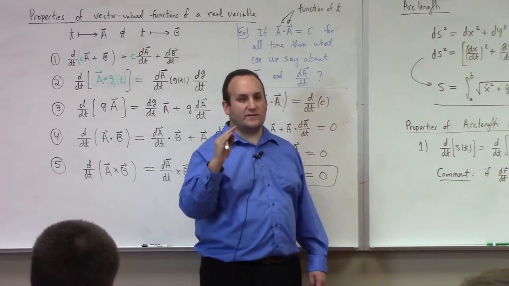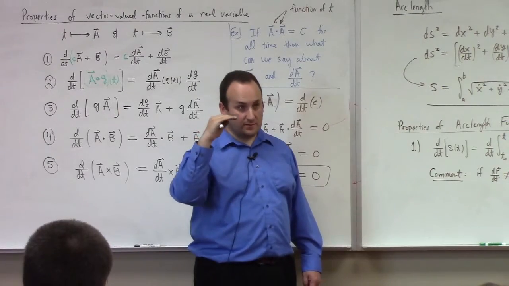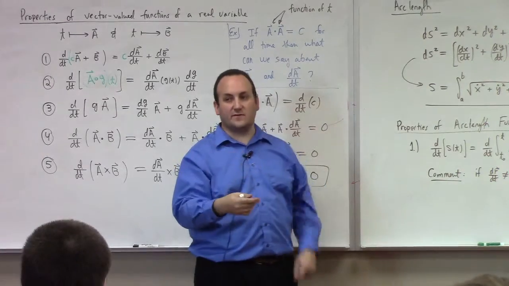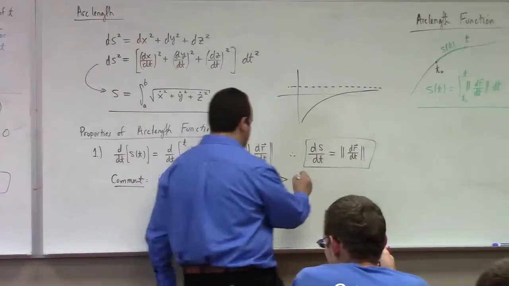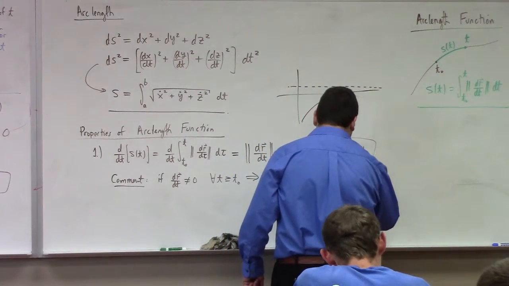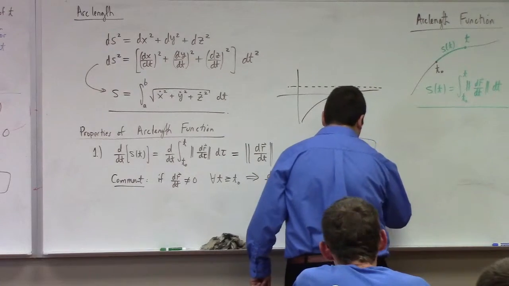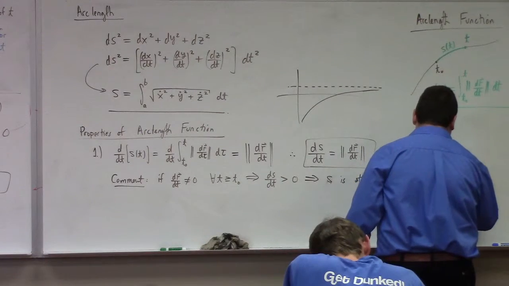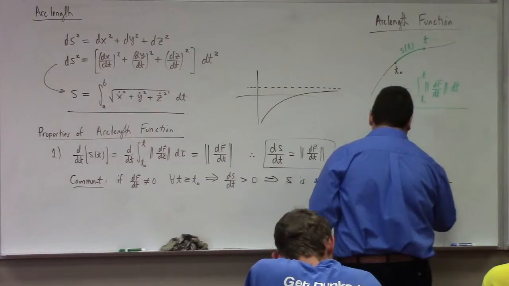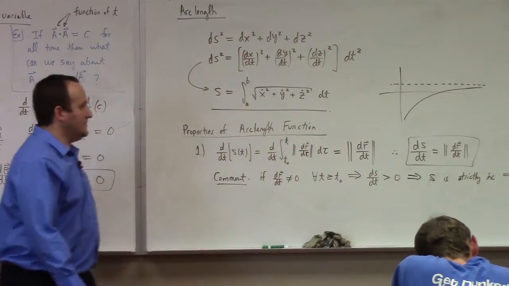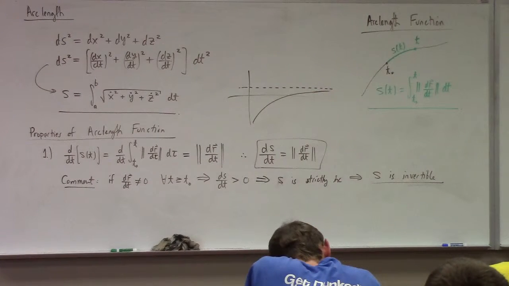If a function is strictly increasing, that means it's 1-to-1. It would pass the horizontal line test. A horizontal line would never hit it twice. In other words, the function's invertible. So this would imply that s is strictly increasing, which would imply that s is invertible. That's important because what that means is that you can take the time parameter for such a curve and replace it with the arc length as its own parameter.